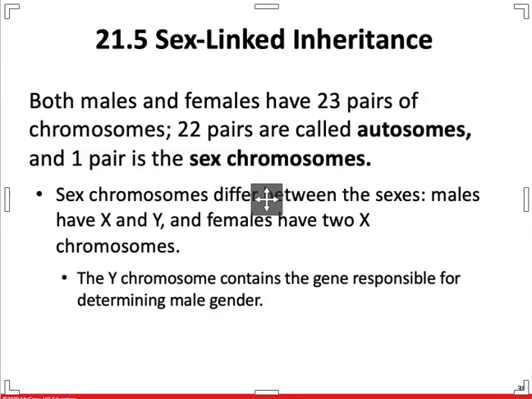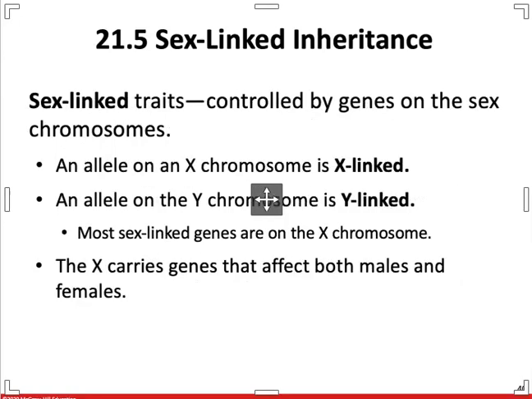Sex chromosomes are going to differ between the sexes. Males have an X and a Y chromosome, females have two X chromosomes. The Y chromosome contains the genes that are responsible for determining male gender. What we're going to see is that there are quite a few genetic traits that are coded for on the X chromosome that are not coded for on the Y chromosome. So sex-linked traits are controlled by genes on the sex chromosome.